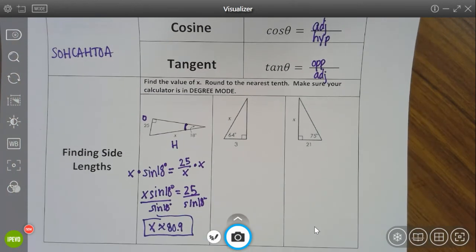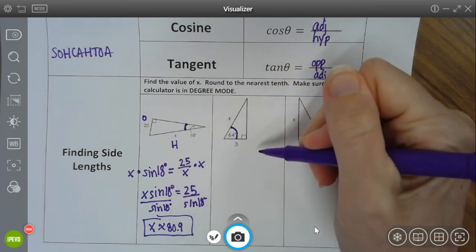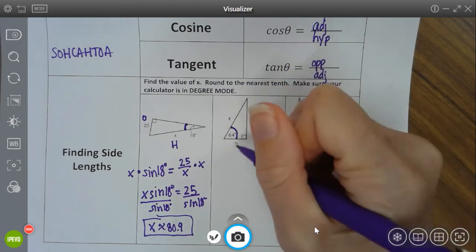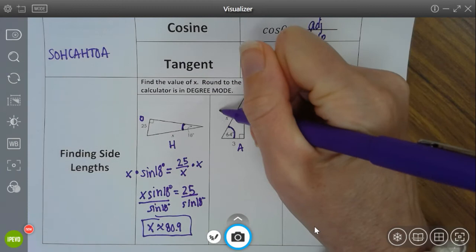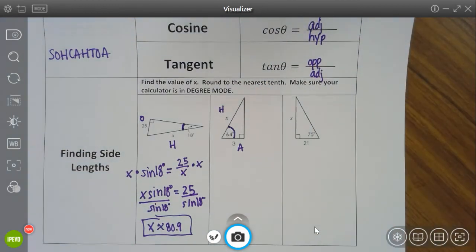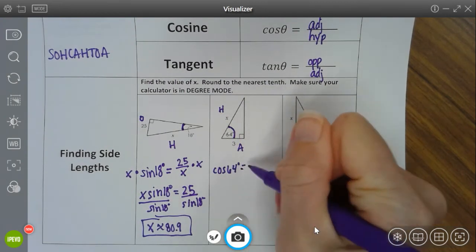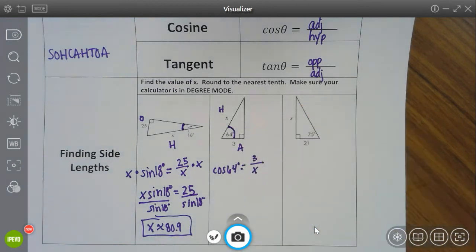Let's work through two more quick examples. In this one here, my acute angle is 64 degrees. The side length of 3 is attached leg to that angle, so that's my adjacent side. The x is again opposite the 90, that's my hypotenuse. Adjacent and hypotenuse is my cosine, so I'm going to put cosine of 64 degrees equals the adjacent leg of 3 over the hypotenuse of x.